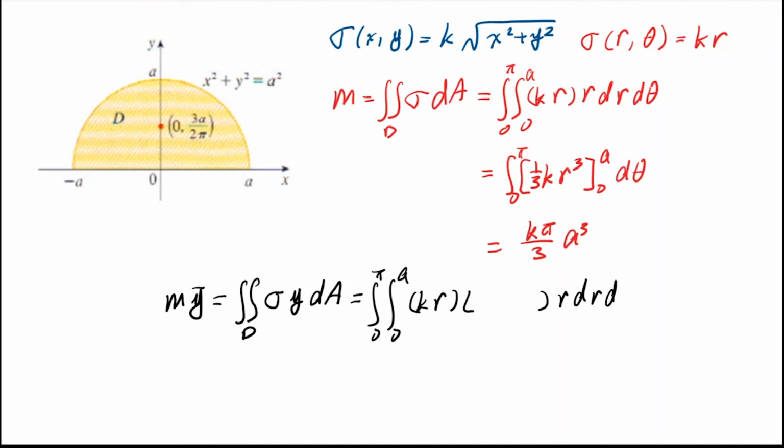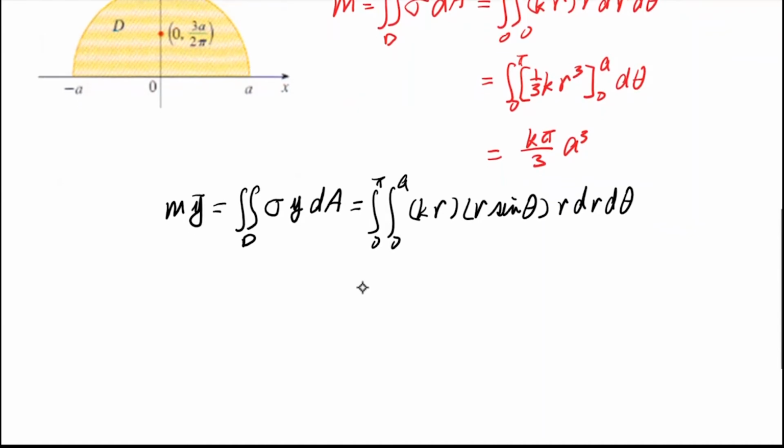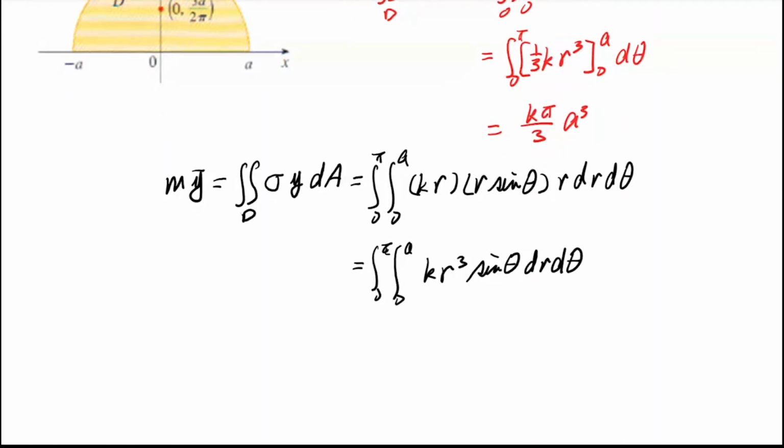R sine theta. R sine theta, right? R sine theta. Good. So putting it all together now, we get 0 to pi, 0 to a, and then we have k r cubed. Good. And then sine theta, dr d theta. How about that? Okay, and then it's all downhill from here.